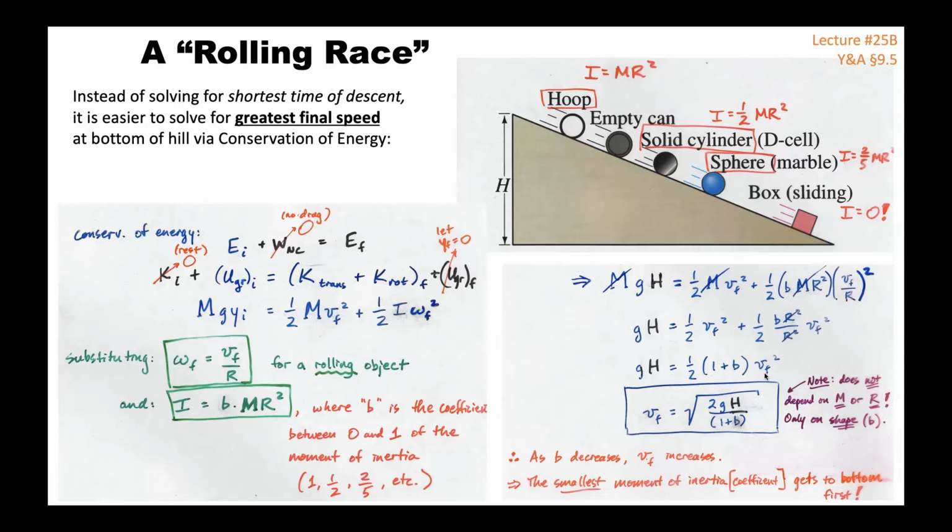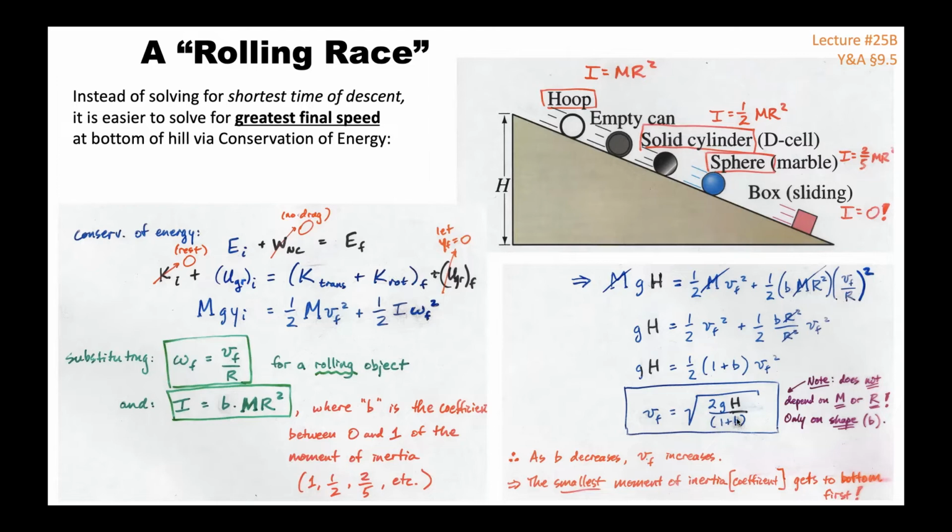Simplifying the equation further, we can solve for the linear speed at the bottom of the hill. We find it depends on the height of the hill, which is the same for all of our objects, assuming they all start their race at the top. What's gone from the entire equation is the mass of the object and even the radius of the object. All that matters is this mathematical coefficient b. So what we learn is that the objects whose value for little b is the smallest are going to be the ones that have the greatest speed at the end, and we can infer that they got to the bottom first.